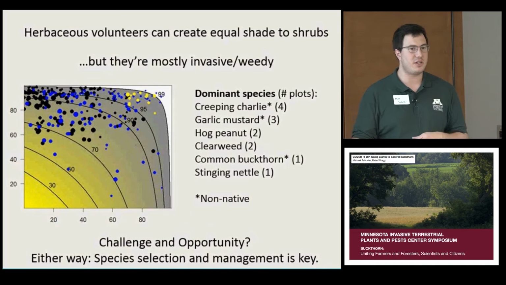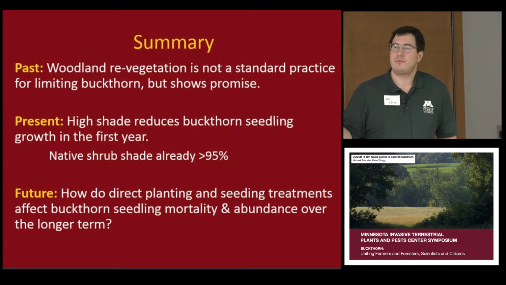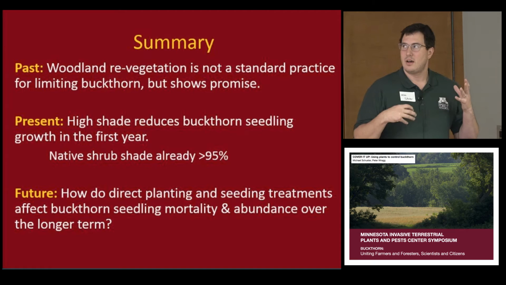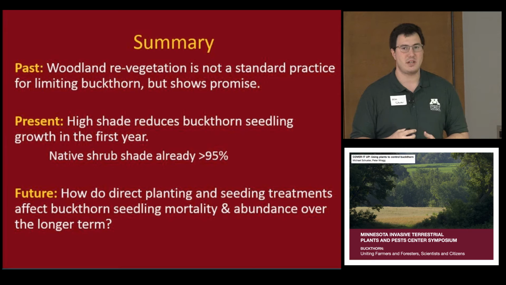of the revegetation strategy overall. So in summary, woodland revegetation is relatively uncommon, but based on theory and its application in grassland systems, we can expect that it has some promise, some likelihood of working. Currently, we're able to show that high shade does reduce the performance of buckthorn, especially in those plots that have been planted with shrubs that are producing more than 95% shade on average.